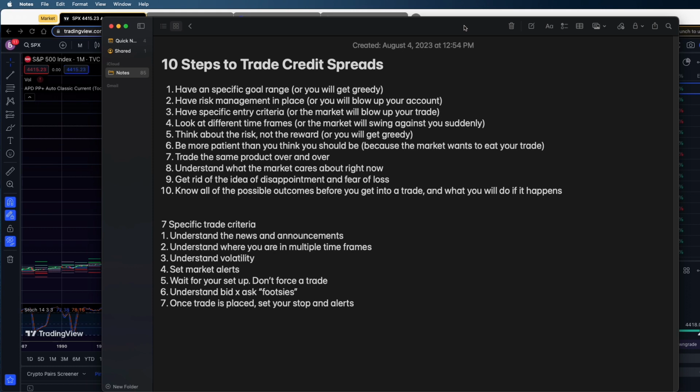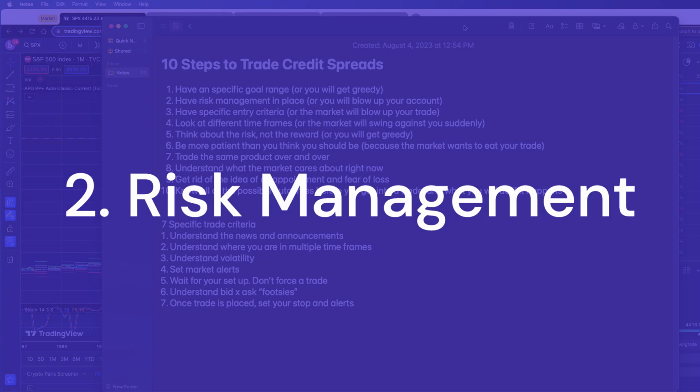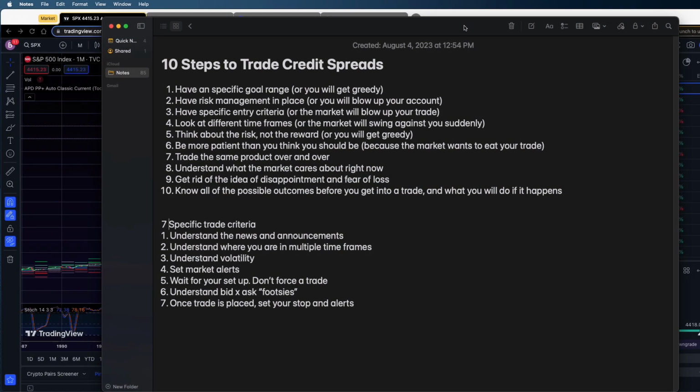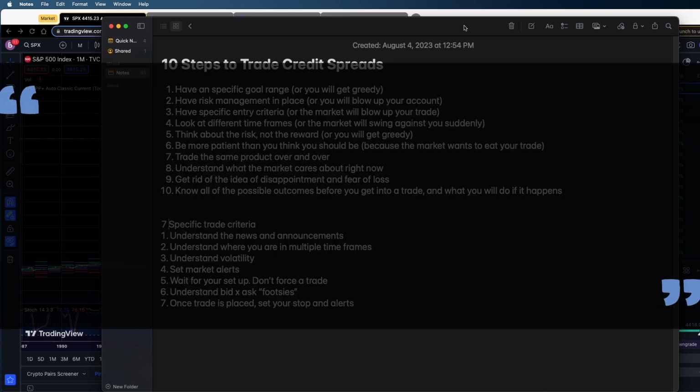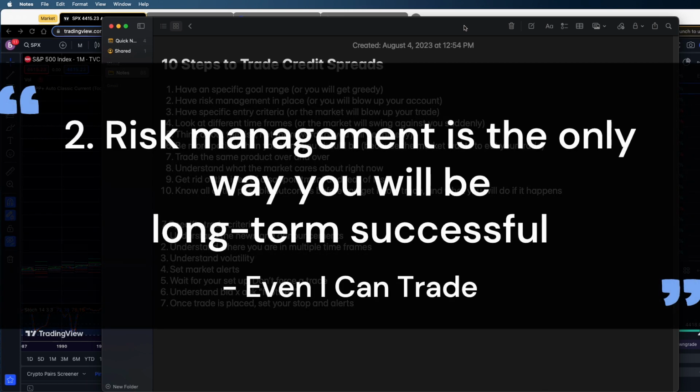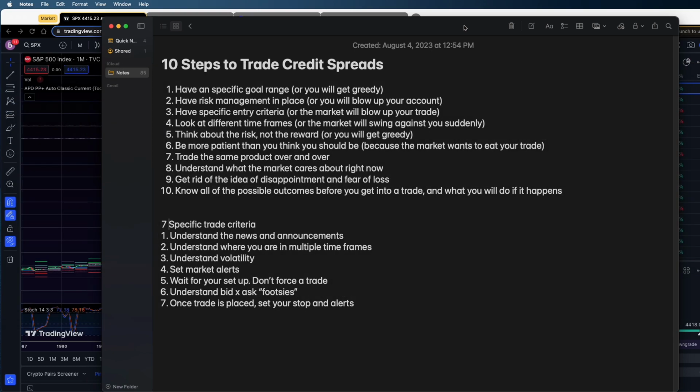Okay. Number 2, have risk management in place. I cannot stress this enough. I really should have put this as number 1, but risk management is the only way that you will be long-term successful trading options, or really trading anything, but especially trading options, because there's so much leverage involved, and you really don't understand how much leverage there is starting out until you really dive into the numbers.